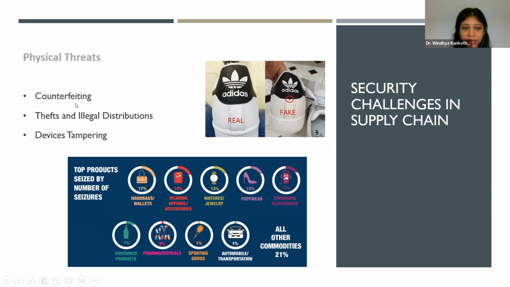And according to US statistics in 2022, handbags and wallets have been the victims of fake devices, and then apparels, watches, all these products have been victims of fake devices or counterfeiting.